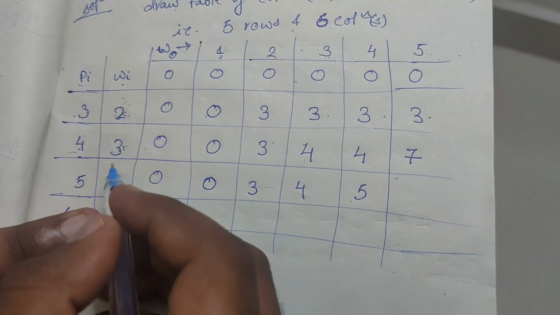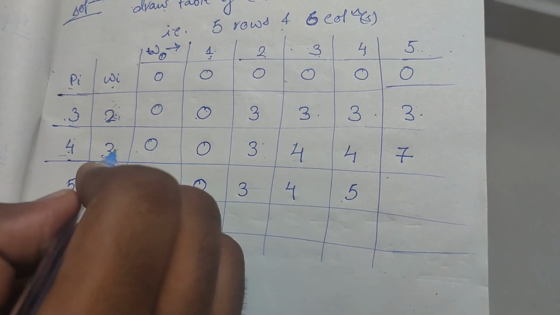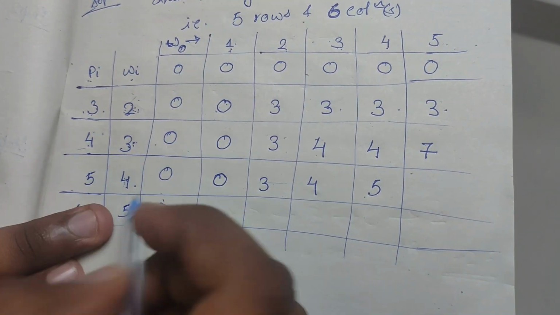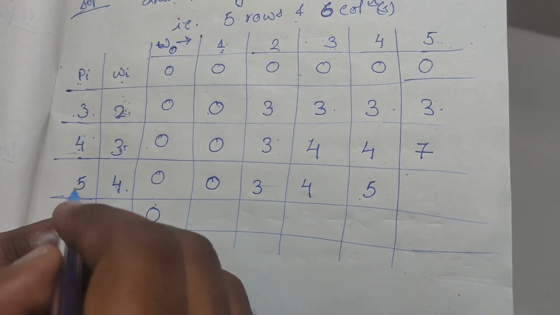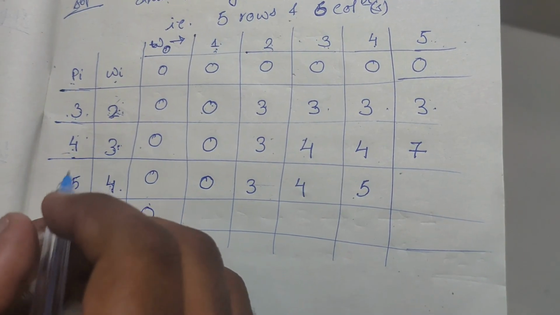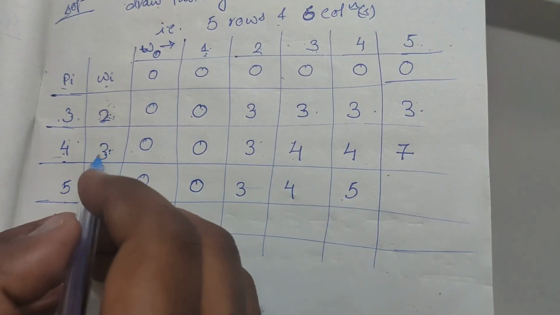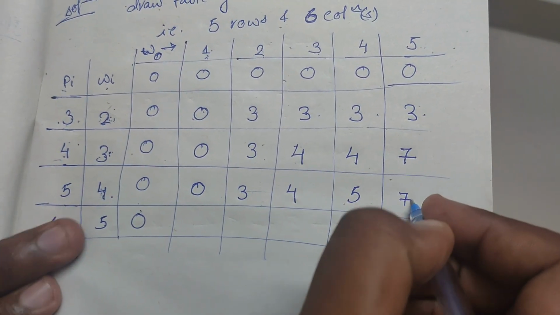Now you will compare the profit. So if you take 2 and 3 both, then the profit would be 7. If you take only 4, then your profit would be 5. 7 is greater than 5, so you will take 2 and 3, and the profit is 7, so you write here 7.